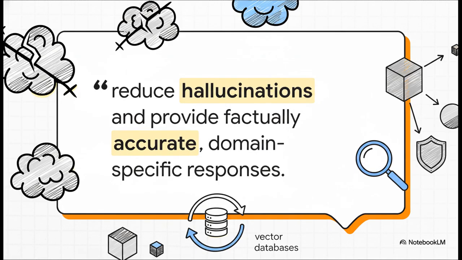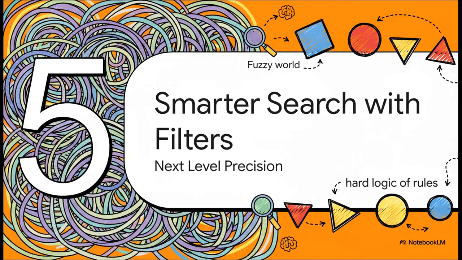And hey, don't just take my word for it. The folks over at Google Cloud point out that this is a huge deal. It's how we get rid of those bizarre AI hallucinations and start building tools that give us answers we can actually trust. It's all about making AI more reliable. But hold on, we're not done yet. There's another level to this.